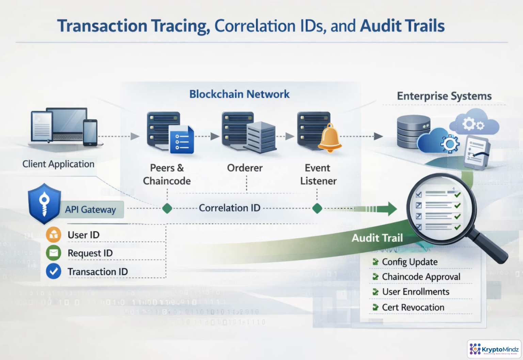A Fabric transaction is not just one log entry. It moves from the application through peers, chaincode, ordering, commit events, and often into enterprise systems. A correlation ID ties those steps together, while the Fabric transaction ID anchors the ledger operation. Capture who submitted it, which channel and chaincode were used, endorsement results, and emitted events. Audit trails extend that trace to administrative actions, supporting compliance, investigations, and accountability.